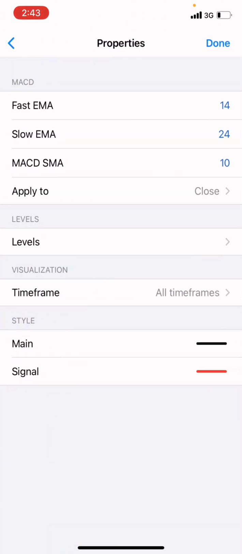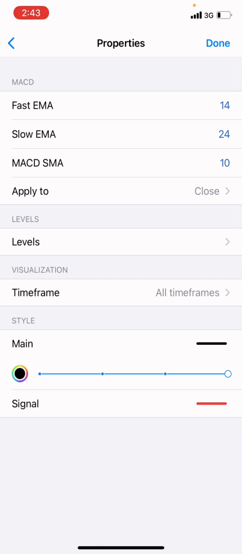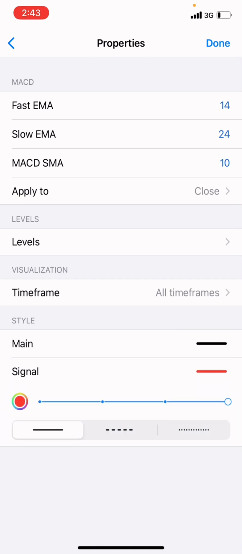Fast EMA 14, slow EMA 24, the MACD SMA on the level of 10. You apply to close. The main 4 pixels color black, signal color red, 4 pixels with the straight line pattern, then you click on done.